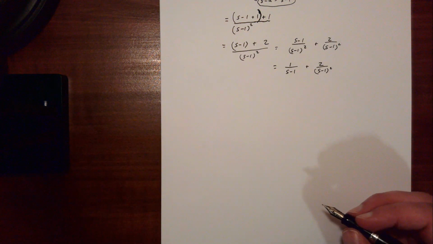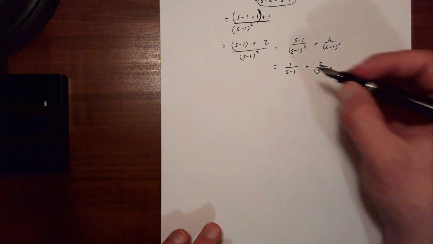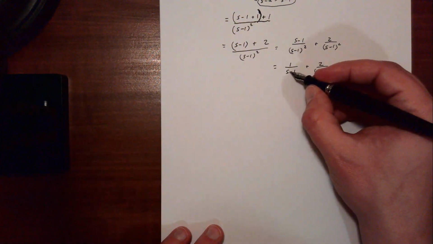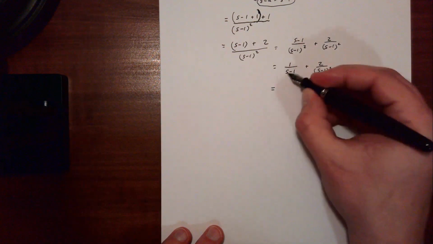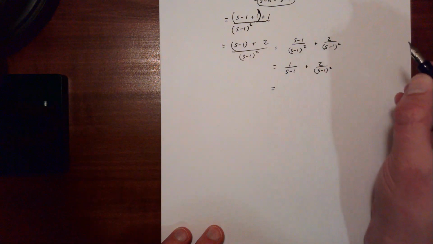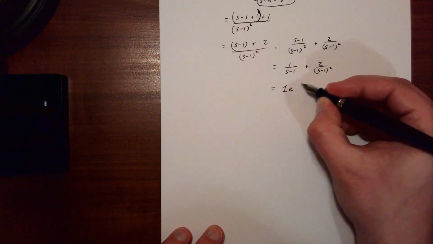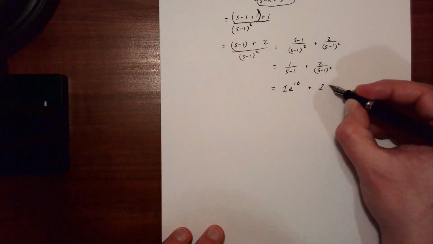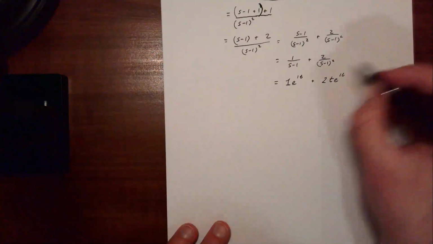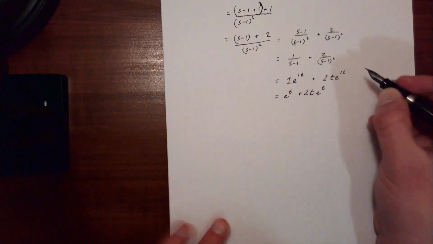And each of these is in the format of one of the pieces of our table of Laplace transforms. In particular, the first one fits the format for the Laplace transform of a constant function times e to the at, or just e to the at. This is basically just 1 times e to the 1t, and this is plus 2 times t e to the 1t. So in other words, just e to the t plus 2t e to the t off of our table.